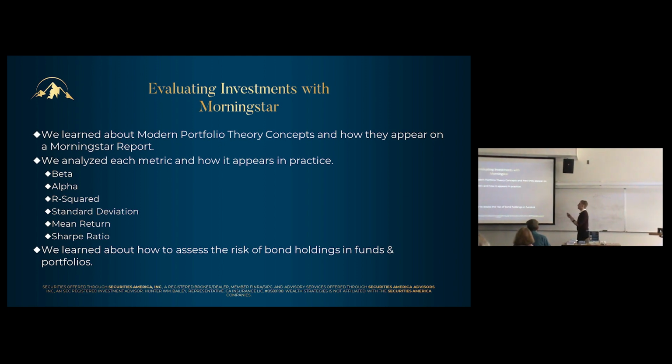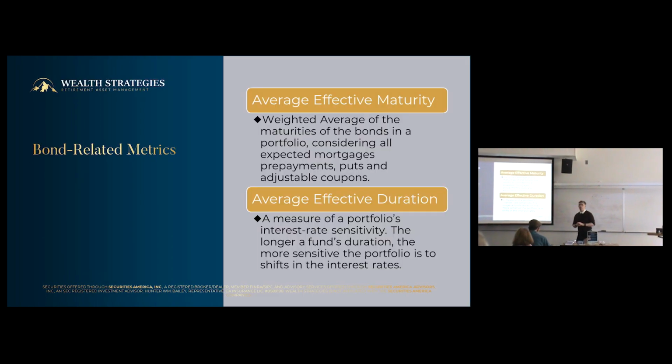So we also learned how to assess the risk of bond holdings in funds and portfolios, which is another thing that we went over earlier. We looked at average effective maturity, something that really just, again, tells us about how long the average bond in our portfolio lasts. So if we're looking at a fund where we have some mortgage-backed securities, we've got some government bonds, we've got CDs, all this kind of stuff, it takes all of that into account, possibly the expected prepayments.